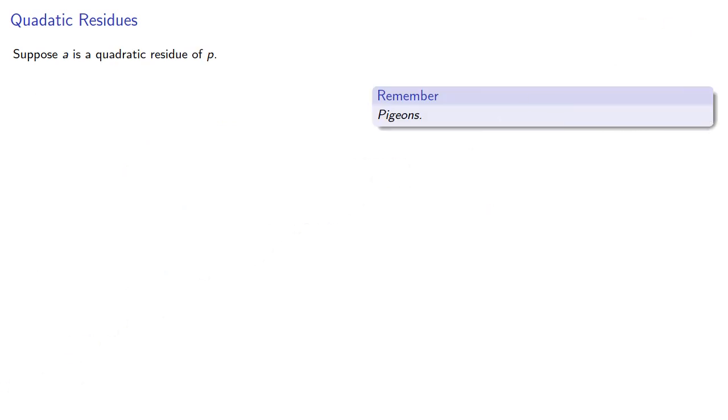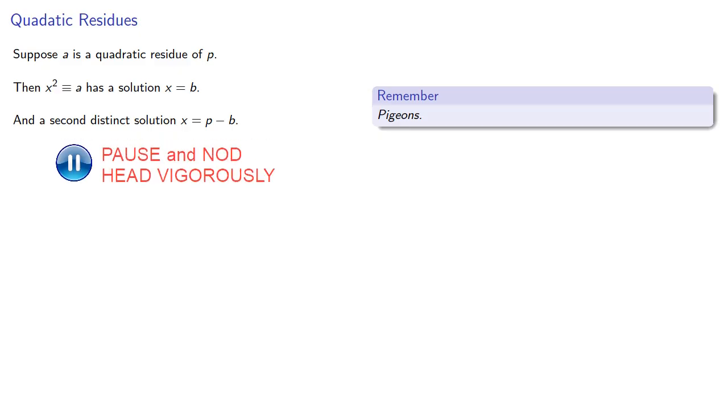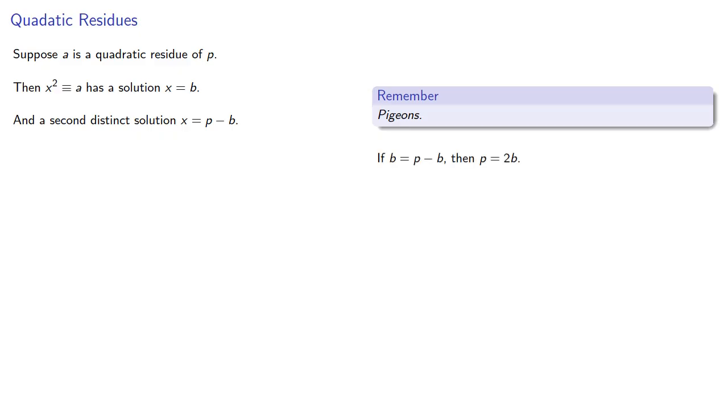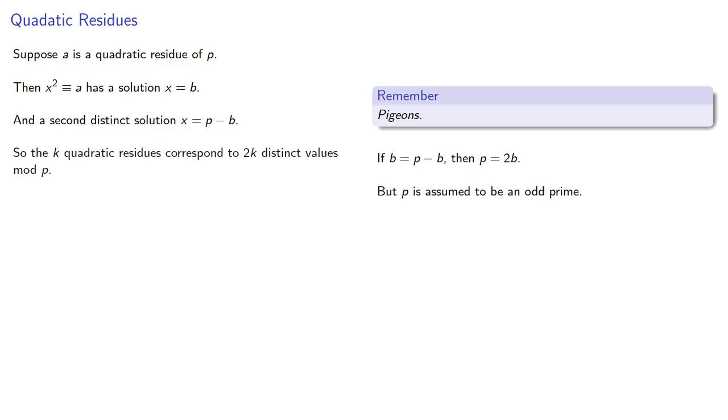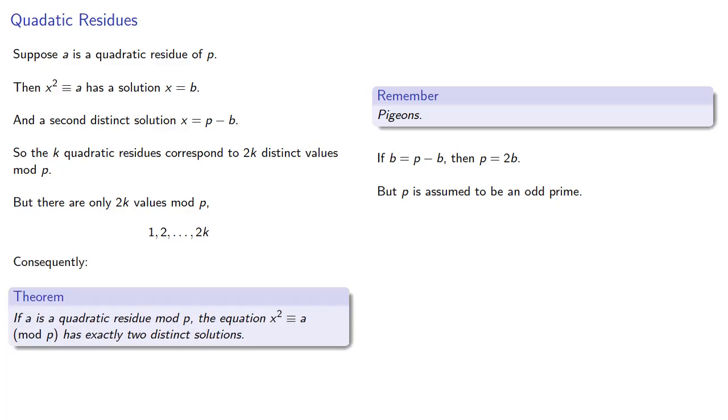Suppose a is a quadratic residue of p. Then we know that x squared congruent to a has a solution x equal to b, and we also know there's a second distinct solution, p minus b. Note that if b and p minus b are equal, then p has to be 2b, but remember we assume p to be an odd prime. So that means these k quadratic residues correspond to 2k distinct values mod p, but there are only 2k values mod p, 1 through 2k, and consequently, if a is a quadratic residue mod p, the equation x squared congruent to a mod p has exactly two solutions.